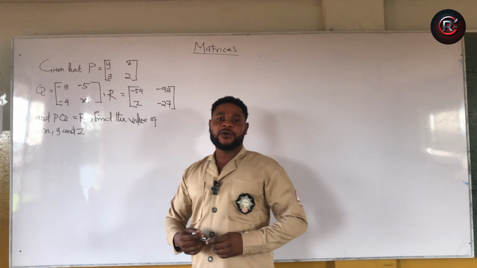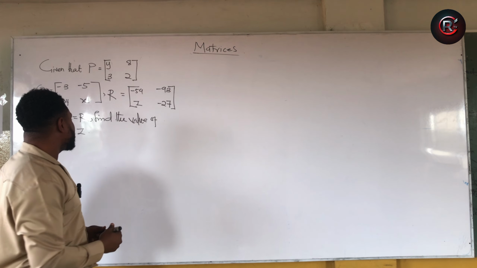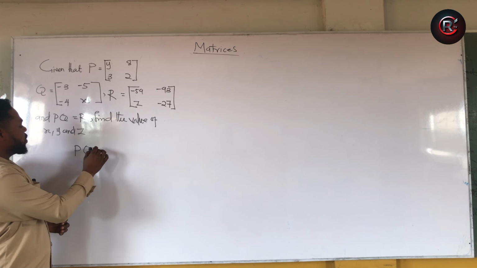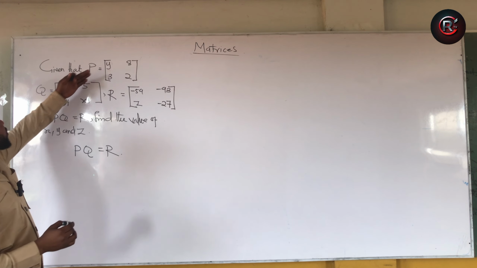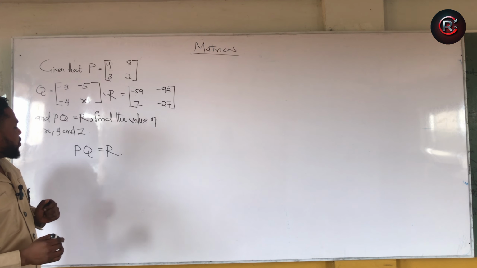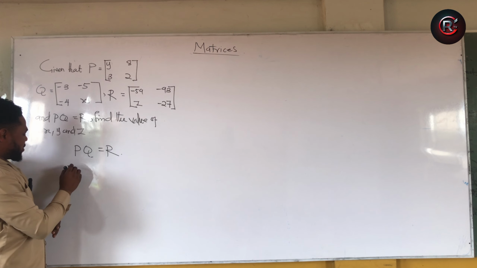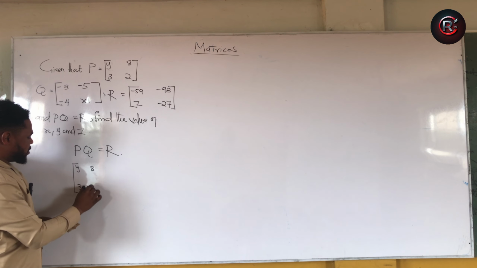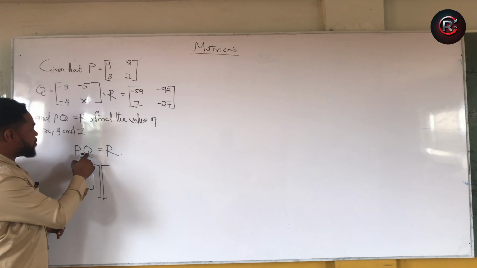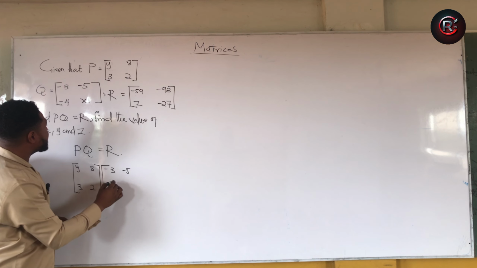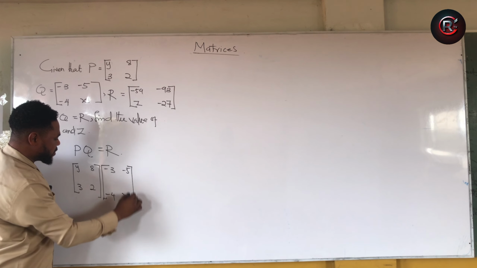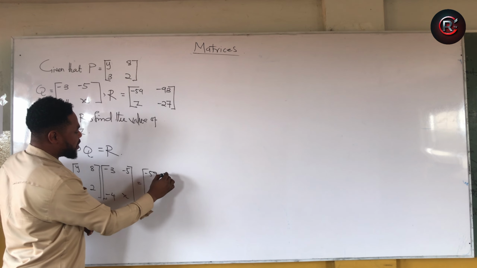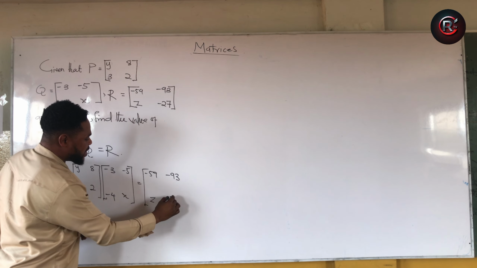This is a simple question. Let's see how we can solve it. First of all, we have been told in the question that our matrix P multiplying our matrix Q should be equal to R. So we are going to use our matrices to represent P, Q, and R. Our P is given, so we write matrix P, that is [y, 8; 3, 2], multiplying our matrix Q, which is [-3, -5; -4, x], and it must be equal to our matrix R, which is [-59, -93; z, -27].